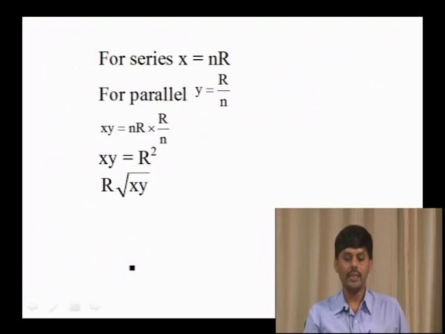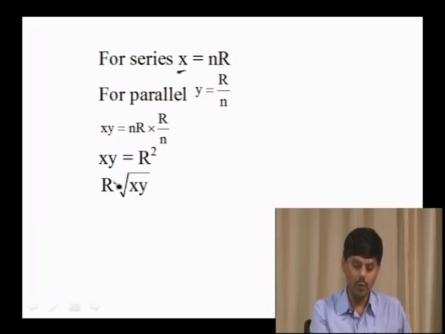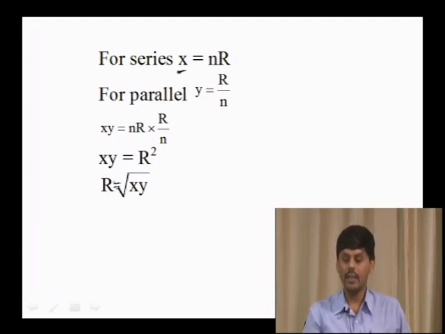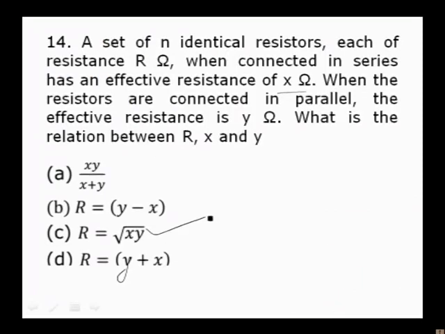The solution for this: for series combination, Rs is taken as x, which is equal to nR for identical resistors. For parallel, Rp is equal to R by n. Multiplying x and y, you get nR into R by n. n gets cancelled, so xy is equal to R square. We want the value of R, therefore R is equal to root of xy. Therefore, the correct option for this is C.